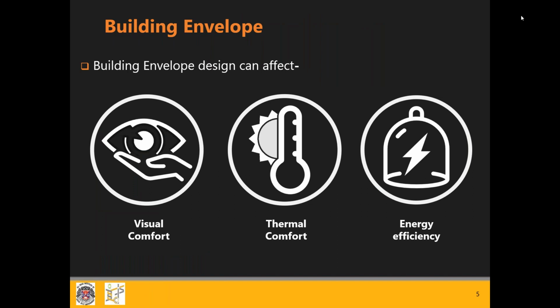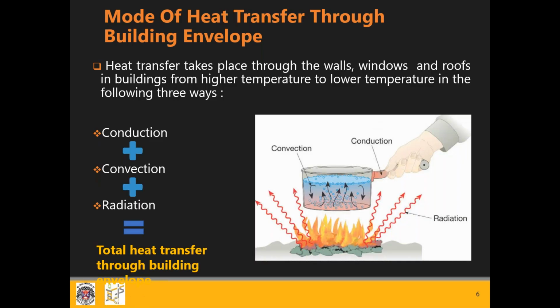Yeah, sir. Great. Okay. So as I said, there are only three ways a building envelope can influence the design: through visual comfort, through thermal comfort, and energy efficiency. Now, the way the building envelope works is through basic heat transfer principles.